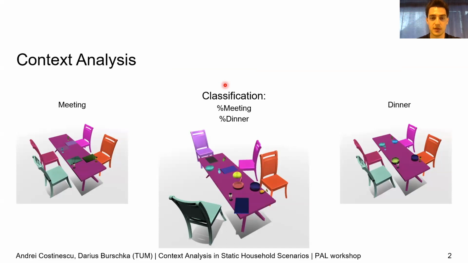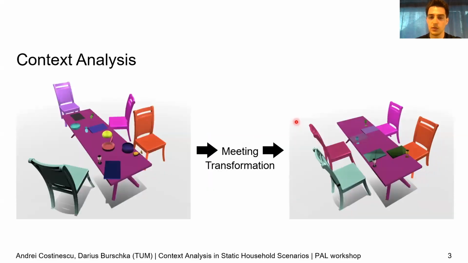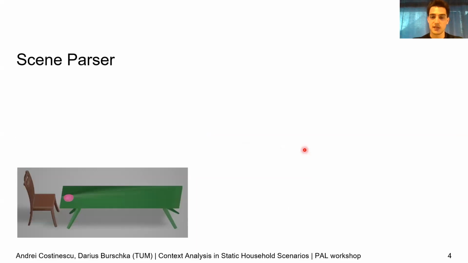When presented with a disordered scene, our system is able to determine the most probable context of the scene. And once we know the most probable context, we can also determine which objects must be added, removed, and repositioned in the original scene for it to be transformed into the most probable context. In this presentation, we will focus on the scene representation that enables us to perform the previously described classification and transformation tasks. The parsing pipeline of a scene is as follows.